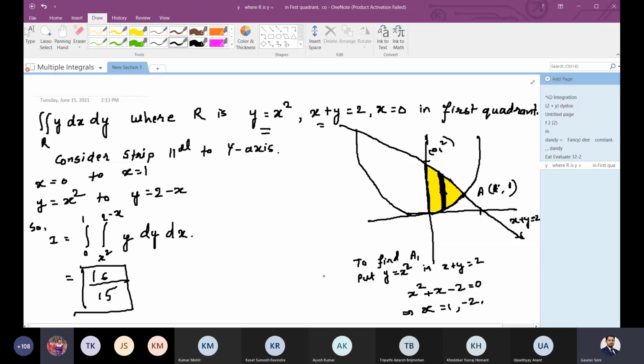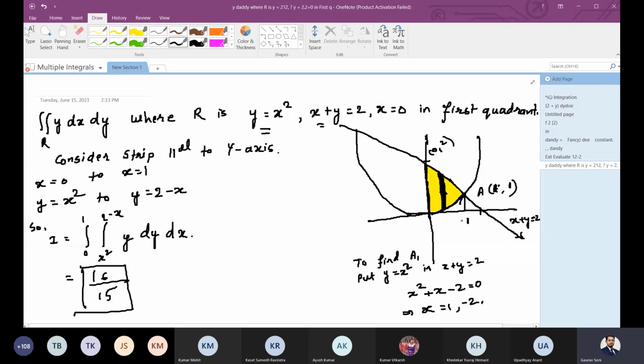Sir, please explain the second line, y equal to x squared to y equal to 2 minus x. Look, we have considered here a strip, so all my calculations depend on this strip. Horizontally, this strip is going to move from this point x equal to 0 to this point x equal to 1. So horizontally, I will move this strip.